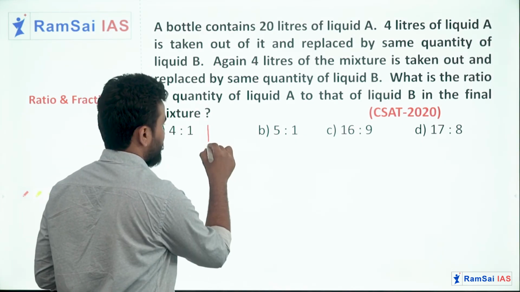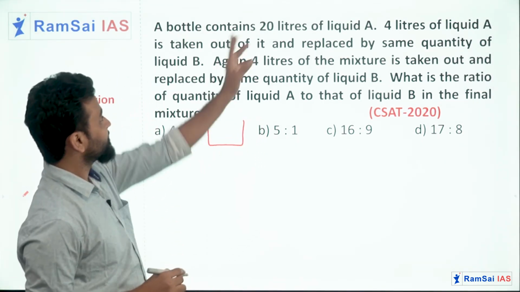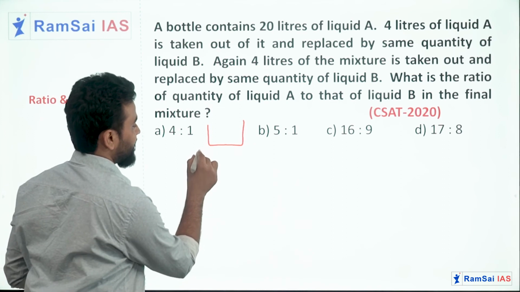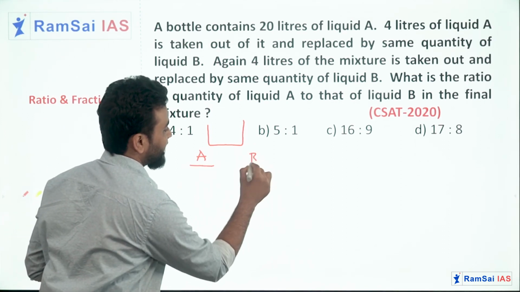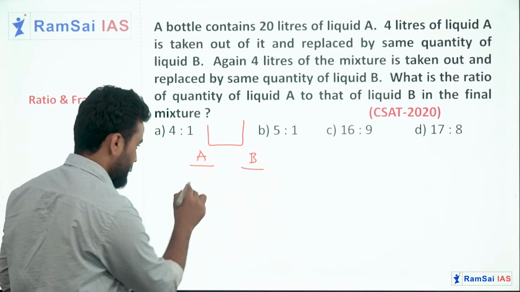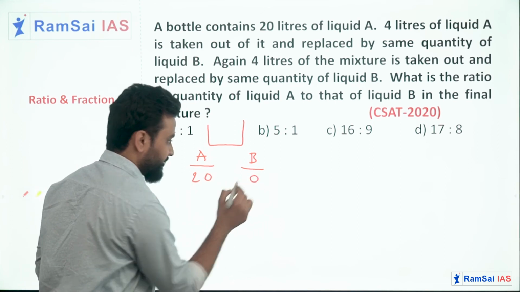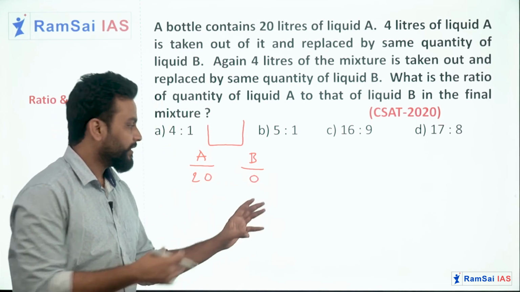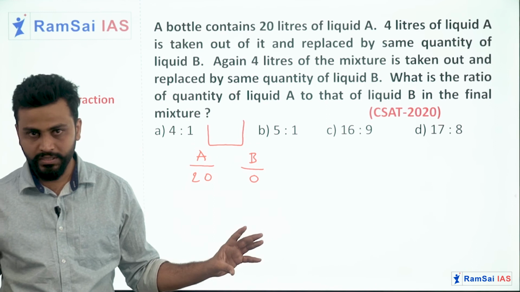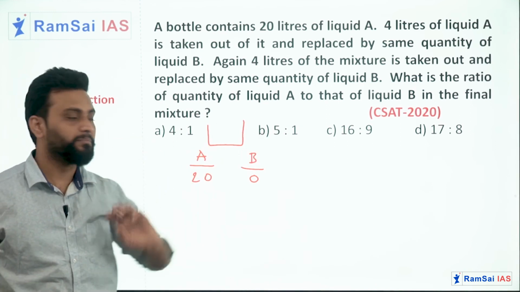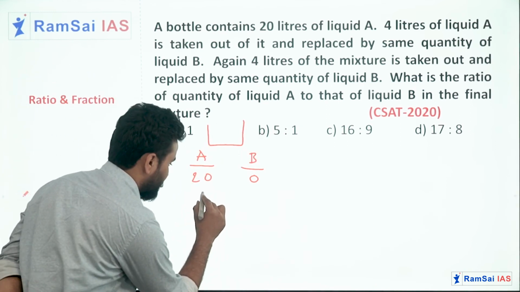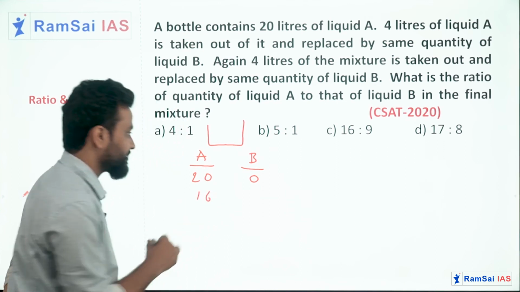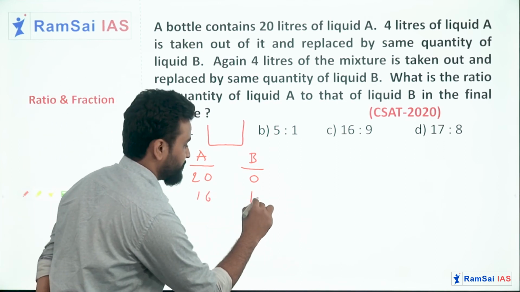Okay. This is the vessel, right? Initially 20 liters of liquid is there and the total liquid is liquid A only, right? 20 and 0 initially. Next, what happened? We took 4 liters out and we mixed in liquid B. So, now after the first mixture, we have 16 liters of A and 4 liters of B.